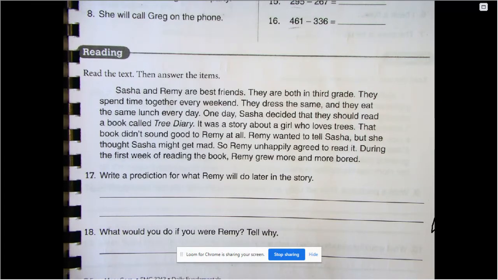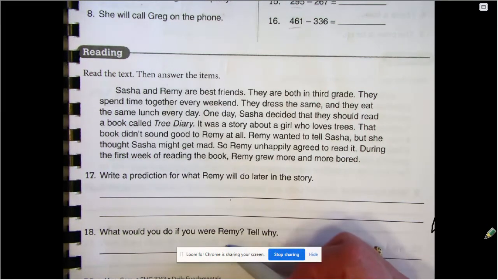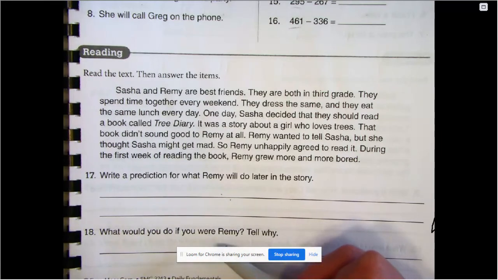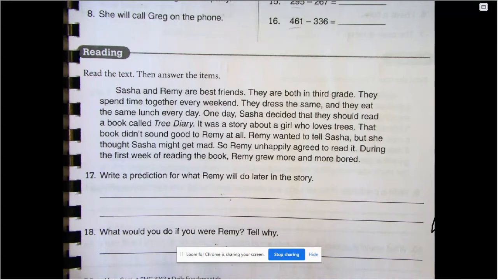Write your prediction. And then number 18, what would you do if you were Remy? And tell why. So these two answers might be completely different. You might say what you think Remy's going to do later in the story, and you might do something completely different. Or you might do the same thing. So you can explain why you would do something maybe the same as Remy or different than Remy.